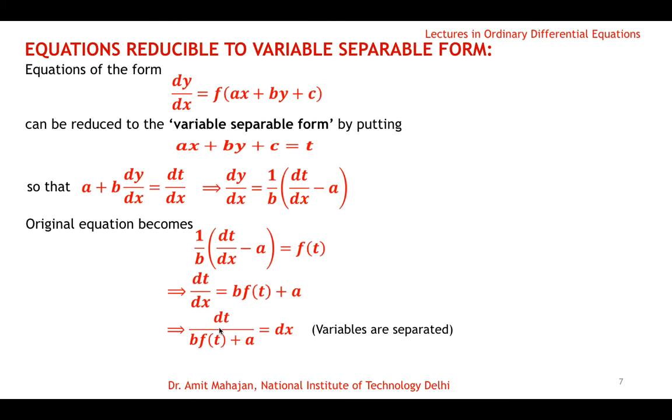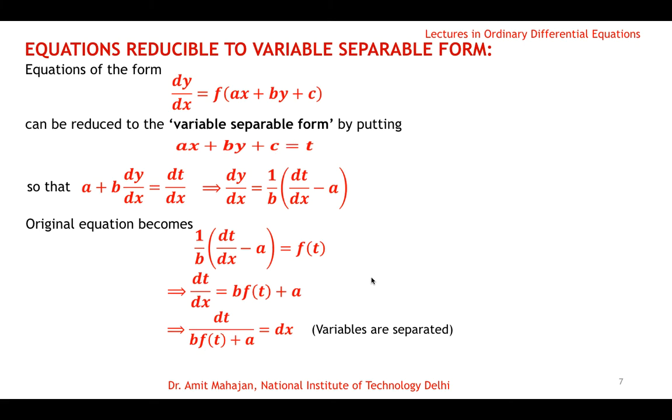Now once variables are separated, we know how to solve this. You simply integrate on both sides, add a constant of integration, and that will be the solution. So if you have an equation of this form, where there is a function of ax plus by plus c, linear in x and y, then you can substitute this as a new variable. It will reduce to variable separable form.